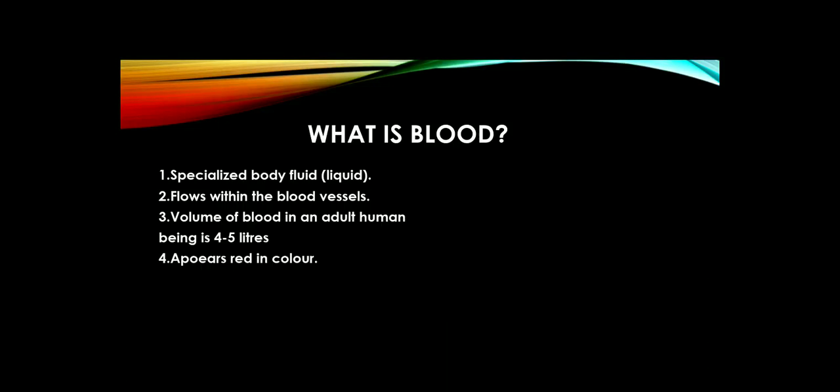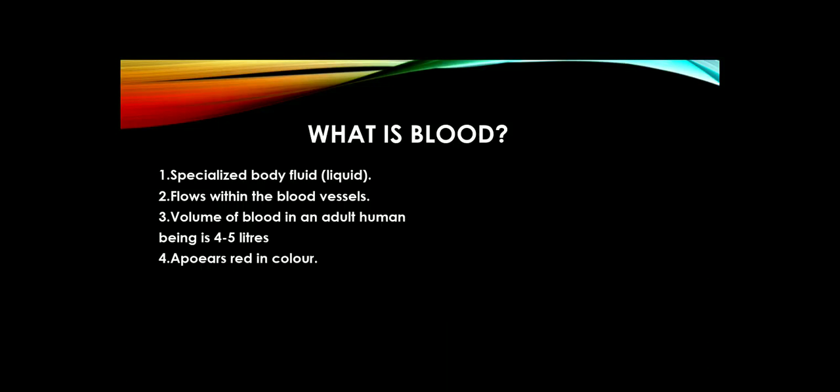Now students, just imagine in our home there are water pipes. The water will flow through the pipes. Like that, blood will also flow through tubular organs. They are called the blood vessels. The volume of blood in an adult human being is 4 to 5 liters.